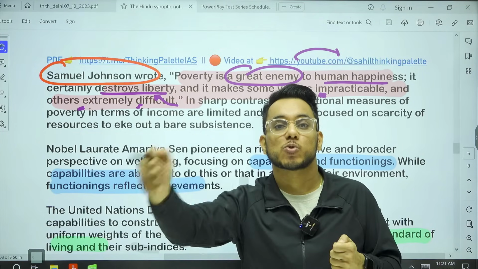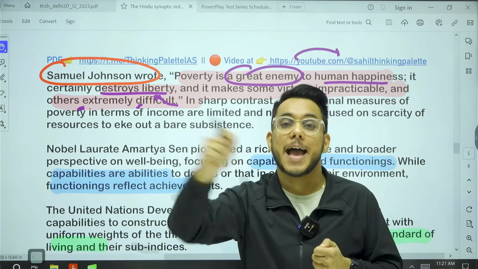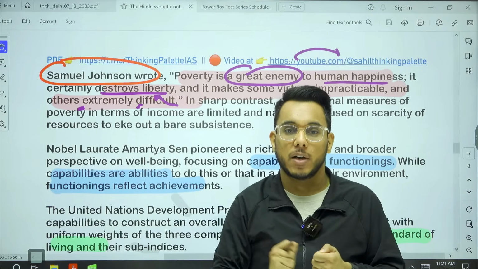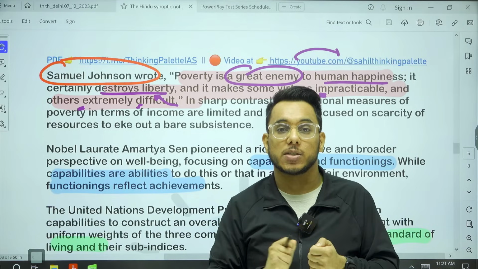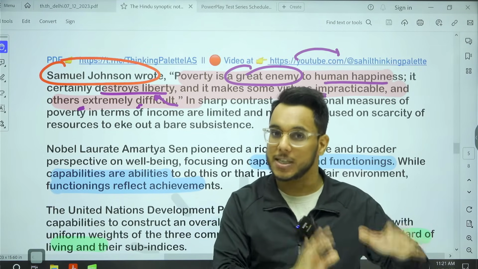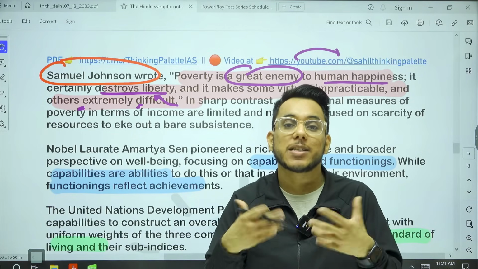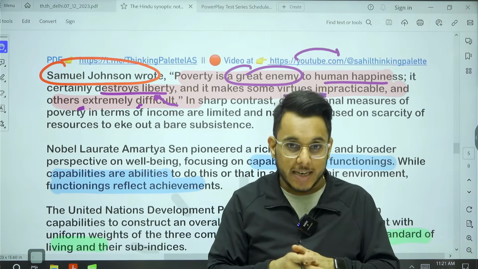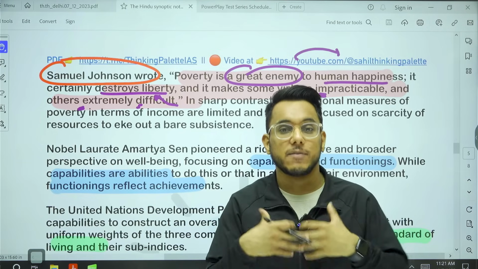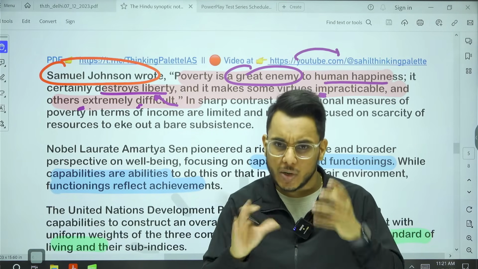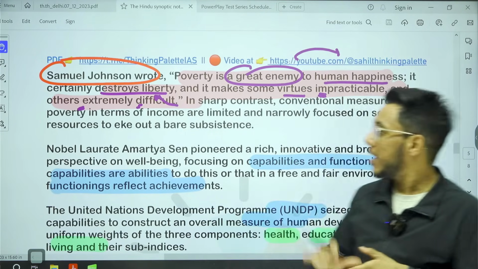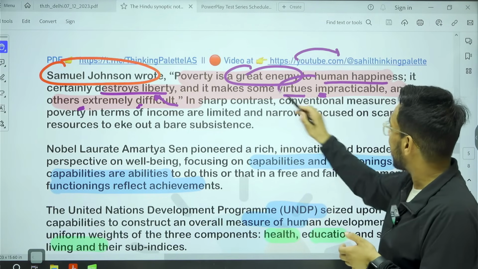He is ill, he has to go to work. There is a festival, he has to go to work, cannot attend the festival with the children, because if he does not go, his survival will be jeopardized. So often our liberty gets compromised because of poverty. And when our liberty gets compromised, innately we feel unhappy. So therefore poverty is the number one enemy of happiness. It also says that it makes some virtues impracticable.